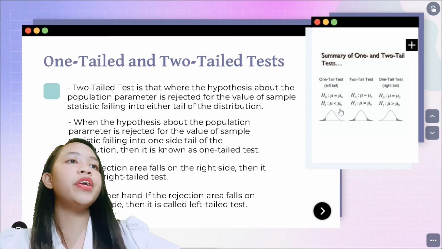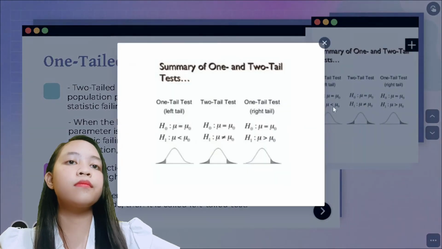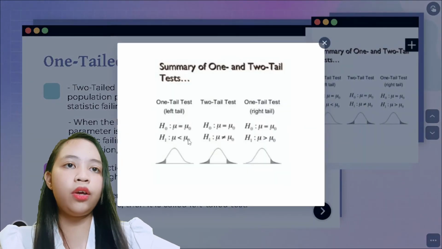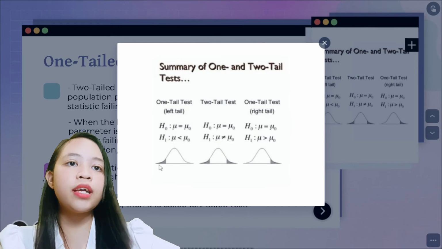Now for the summary of one and two-tailed tests. Here we have the one-tailed test for the left tail, the two-tailed test, and the one-tailed test for the right tail.